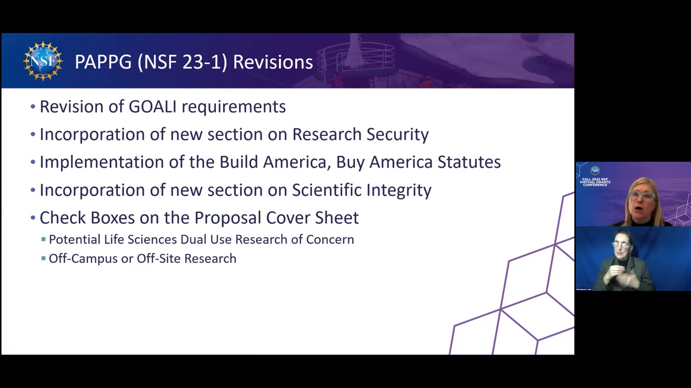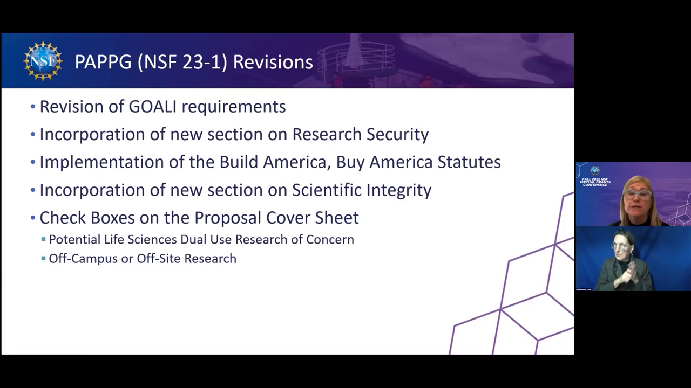What Build America, Buy America requires is that all iron, steel, manufactured products, and construction materials used in federally funded projects must be produced in the United States. The awardee must implement the requirements in its procurements, and the term and condition has to flow down to all subawards or contracts at any tier. Again, you will see coverage in our terms and conditions, such as the research terms and conditions, agency-specific requirements.